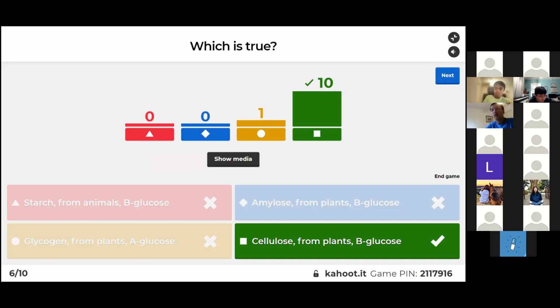Okay, wow, good job, guys. Yeah, so cellulose is from plants and it has beta-glucose linkages. The other answers are all incorrect because glycogen is not from plants, it comes from animals. Starch is not from animals, it's from plants. And then amylose, which is one type of starch, comes from plants, but I don't think it has beta-glucose linkages.